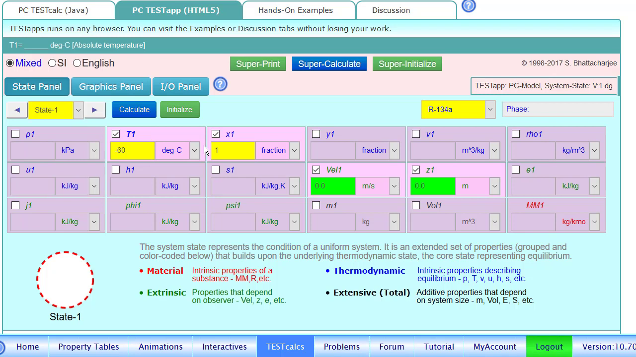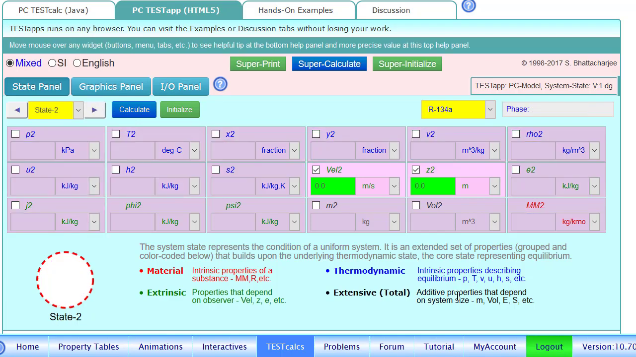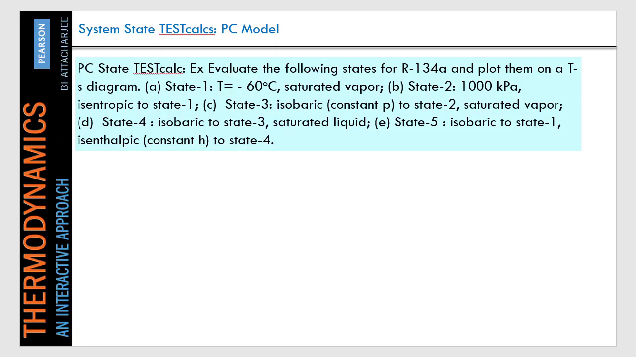So now since we have two thermodynamic properties, we're able to calculate the rest of the thermodynamic properties just by hitting calculate. As you can see, we now have S1, which would be Sg at negative 60 degrees on the TSAT table. So on to state 2, which we are given is 1000 kPa and isentropic to state 1, which means that the S value is the same as state 1.